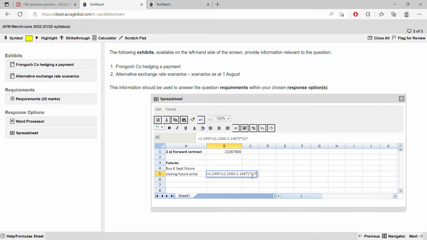Enter. So this is the price, closing future price. This is how you get it. There is another way of doing it, which normally we do. But anyway, this is the method. We'll just do it like this.